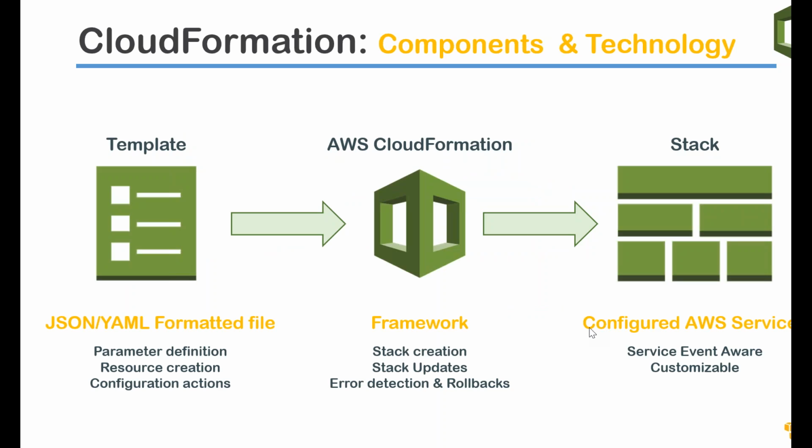Let us move forward. These are the different terminologies that we need to remember when we are talking about CloudFormation. These are the different components that CloudFormation has. The first piece of the puzzle is the template. This is the place where all your parameters, resource configurations, and the configuration actions are written down. This is the piece where you put in everything you need. And how do you put it in? You use either a JSON format or a YAML format.